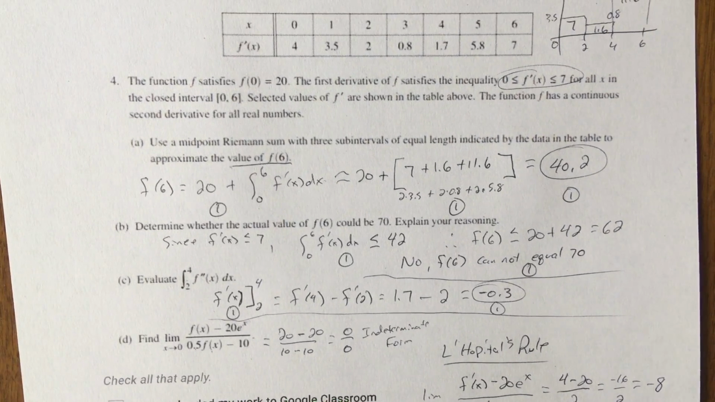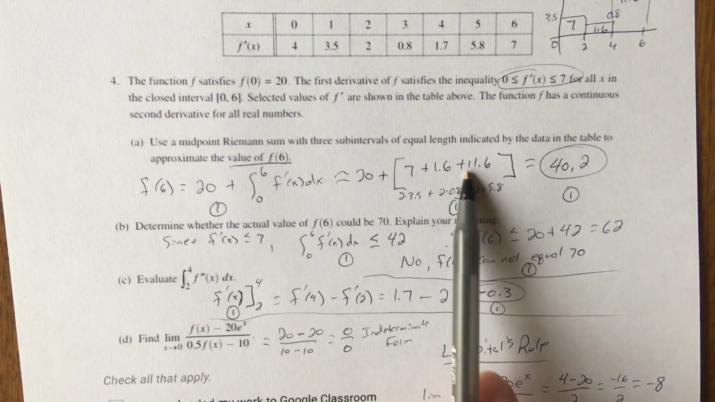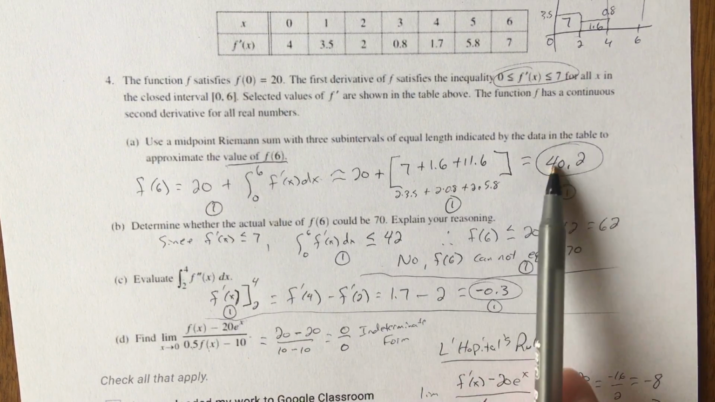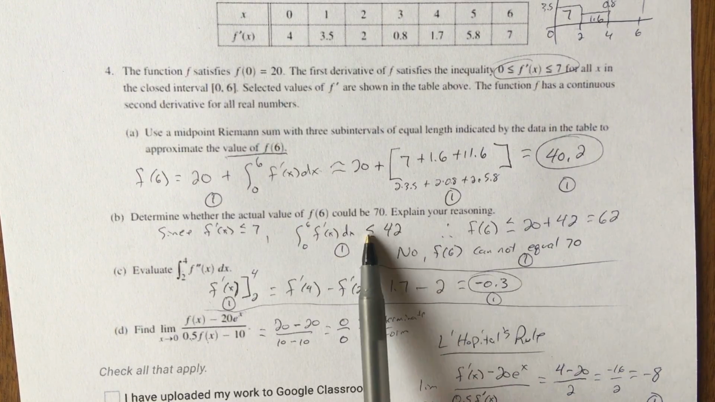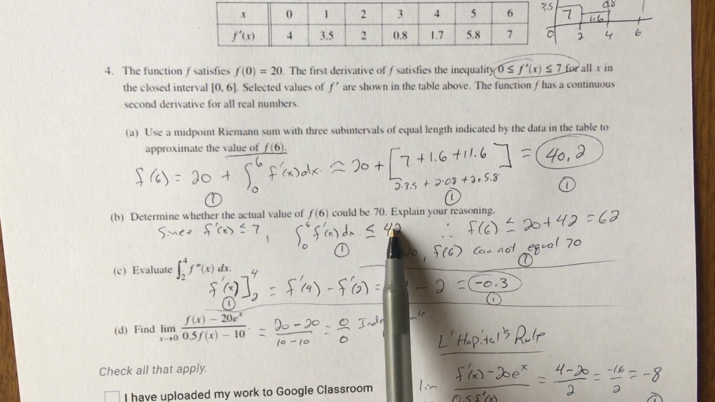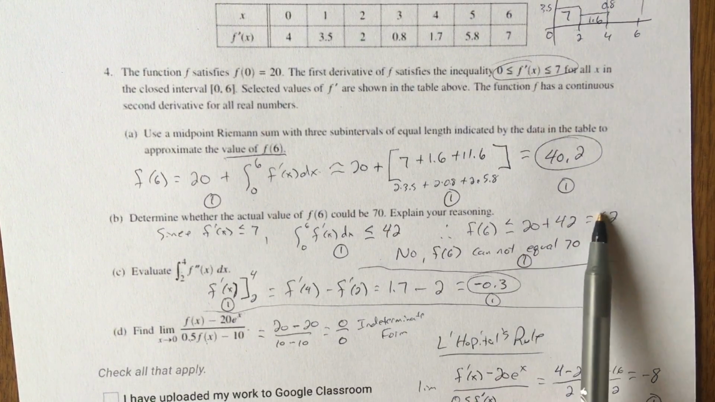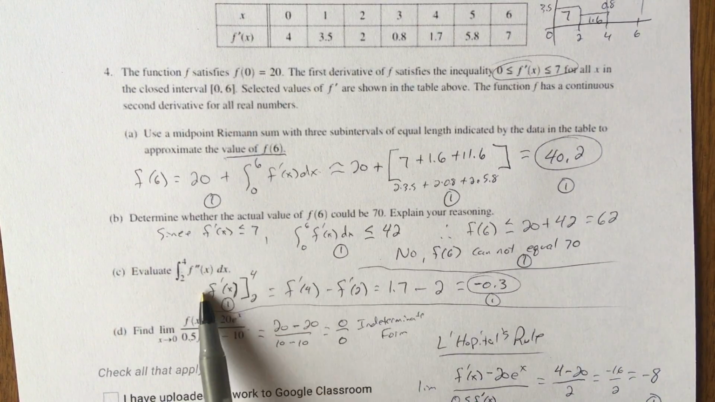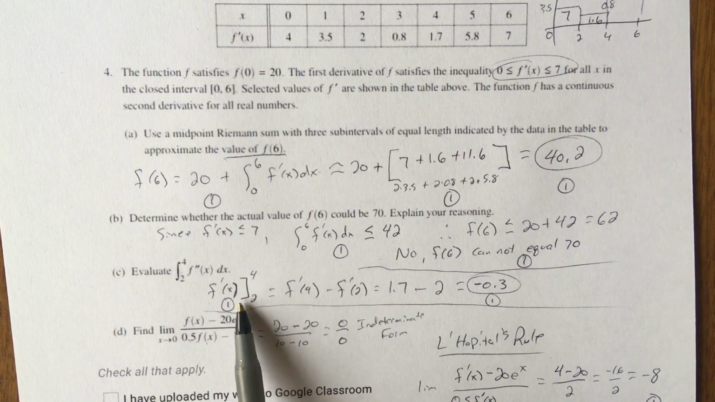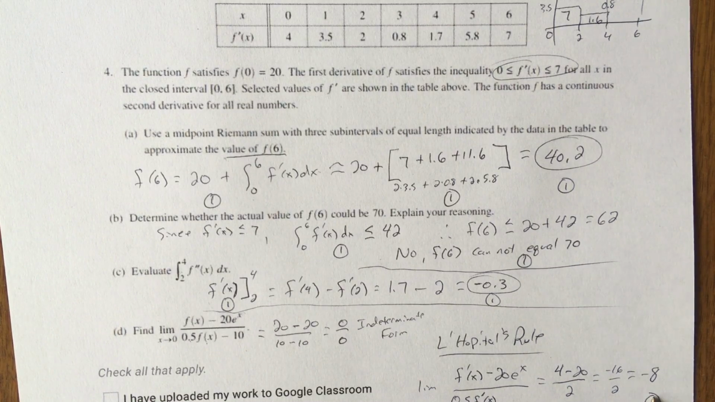All right, so 9 points. 1 point for this fundamental theorem idea, 1 point for the midpoint sum, 1 point for the final answer, 1 point for showing that the integral couldn't be more than 42 between 0 and 6, 1 point for the conclusion, no, we can't be equal to 70 because 62 is the highest we could be. 1 point for integrating the second derivative into the first derivative from 2 to 4. 1 point for correctly getting to negative 0.3. 1 point for L'Hopital's rule. And then 1 point for the final answer.